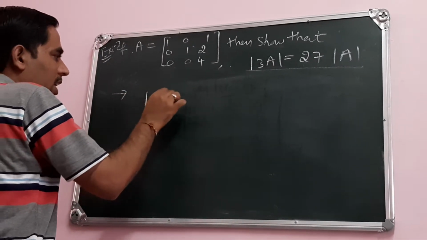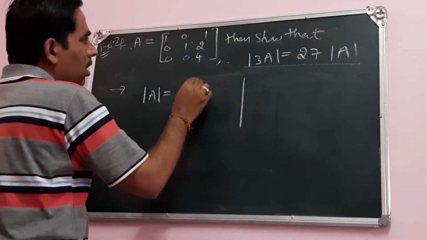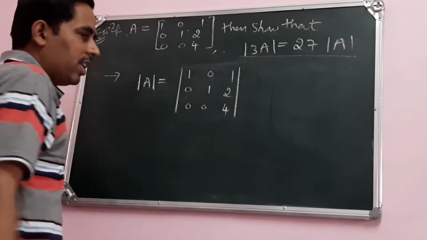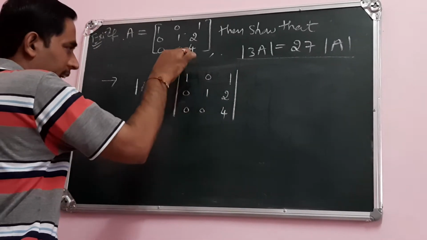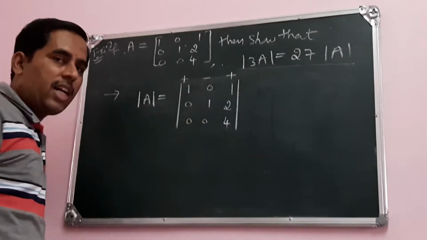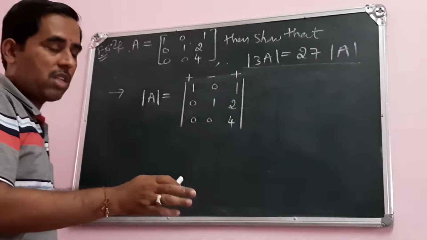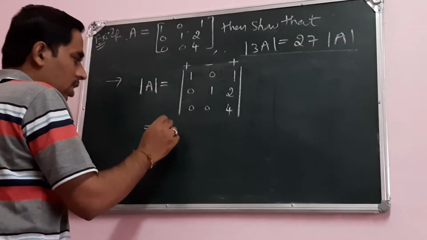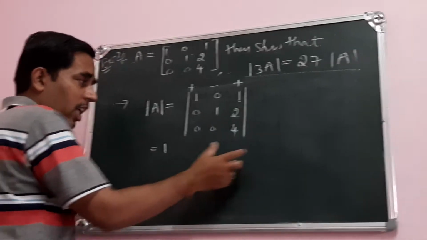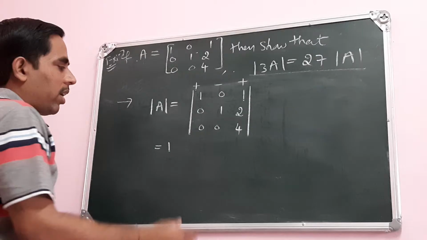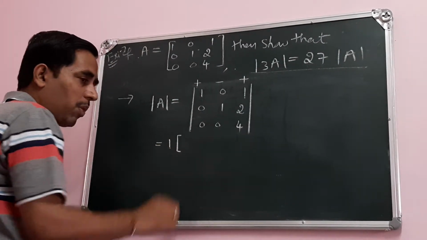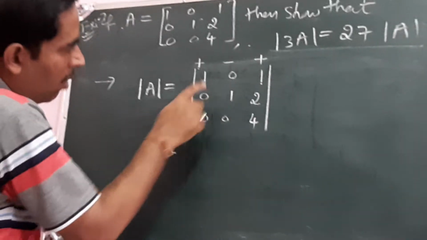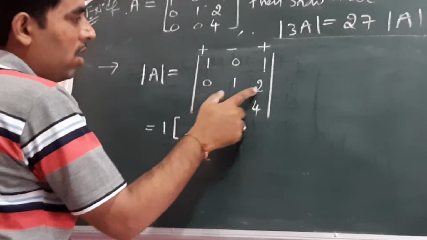The determinant of A is equal to, I can write the determinant here, 1 0 1, 0 1 2, 0 0 4. This is the given determinant. Then if I expand along the first row, as usual I write the signs, plus minus plus. Let us start expanding this. Plus 1 into the 2 cross 2 determinant. I will write it directly here; you have to practice it by solving more and more problems. For 1, you leave this column and this row, and I get the determinant 1 2, 0 4.